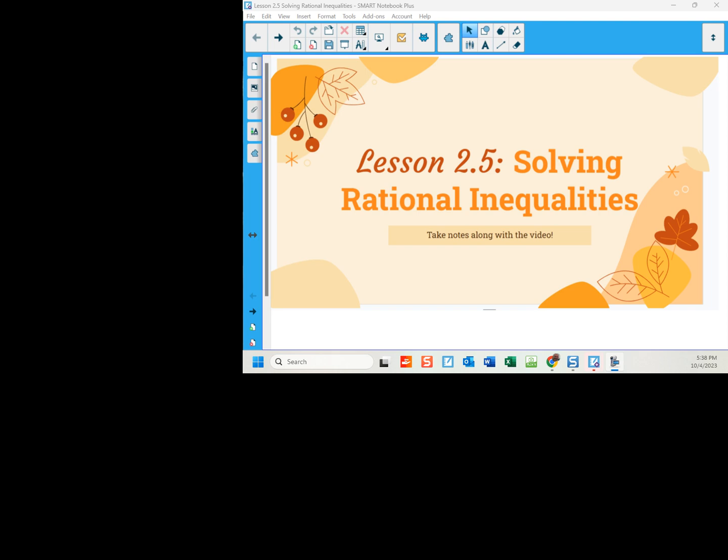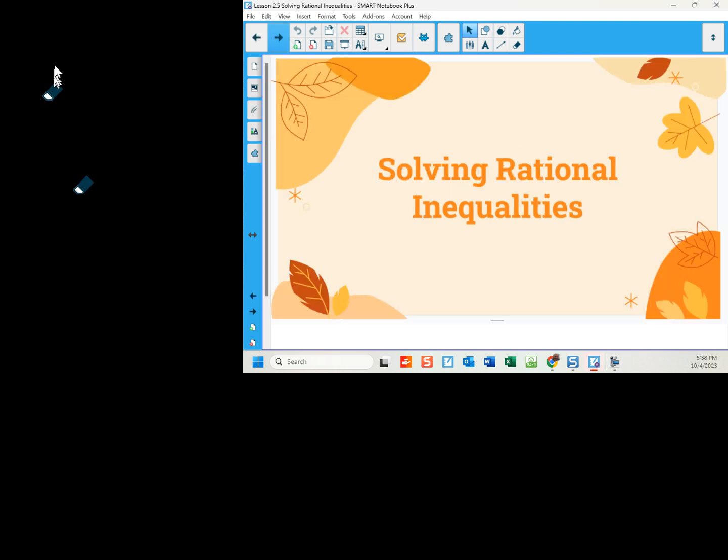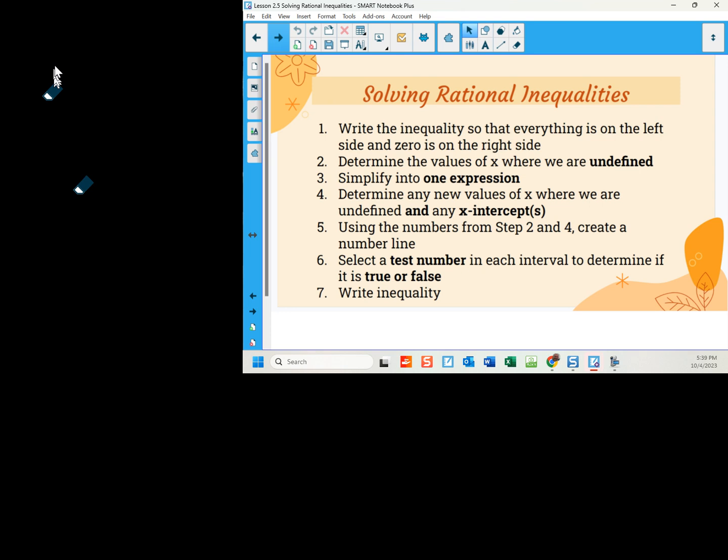Here we are with lesson 2.5, solving rational inequalities. These are the steps I would suggest you take. Write each inequality so that everything is on the left side and zero is on the right. Determine the values of x where it is undefined.